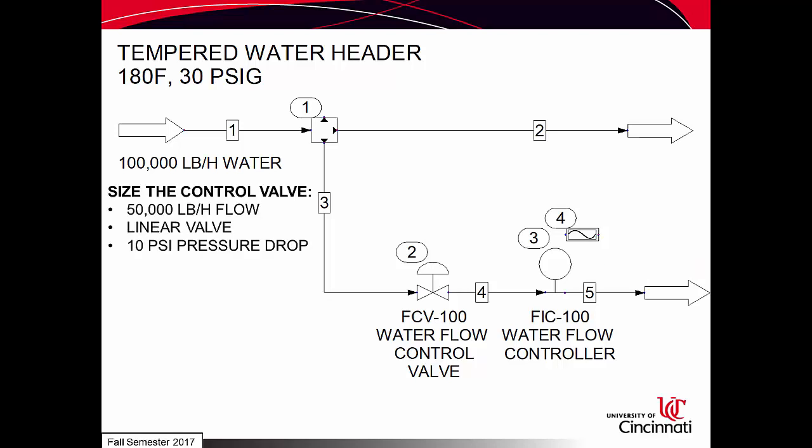First step is going to be to size the control valve. We're going to size it for 50,000 pounds an hour, as I mentioned previously, with a 10 psi pressure drop across the valve. The 10 psi is a typical rule of thumb parameter for sizing control valves.